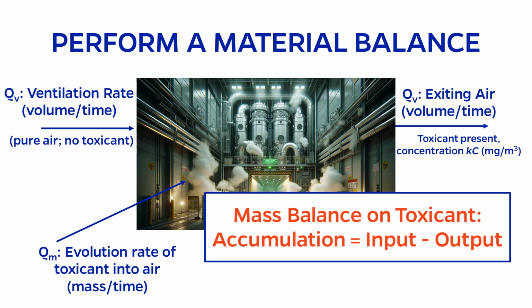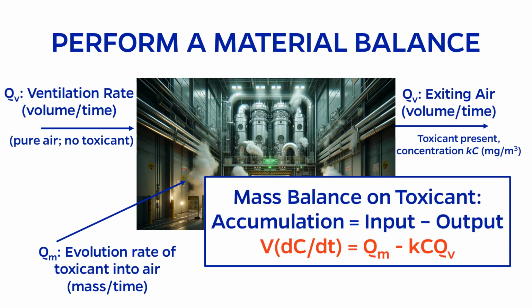Next, recall the general balance equation for a non-reactive system. Accumulation is input minus output. I can express accumulation as volume times the rate of change of concentration. Input is simply QM, since I said there is no toxicant coming into the room with the fresh air. Output is K times the concentration in the room times the ventilation rate. Quickly double check that the units of all three terms in this equation are mass per time.